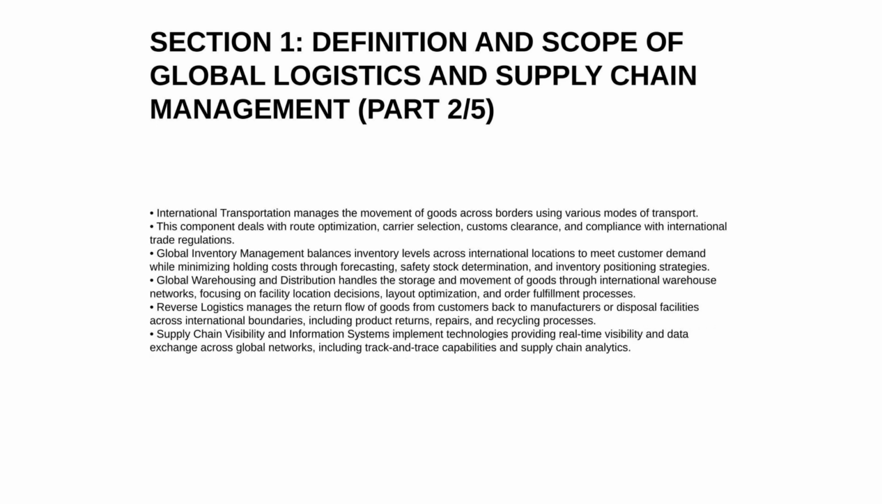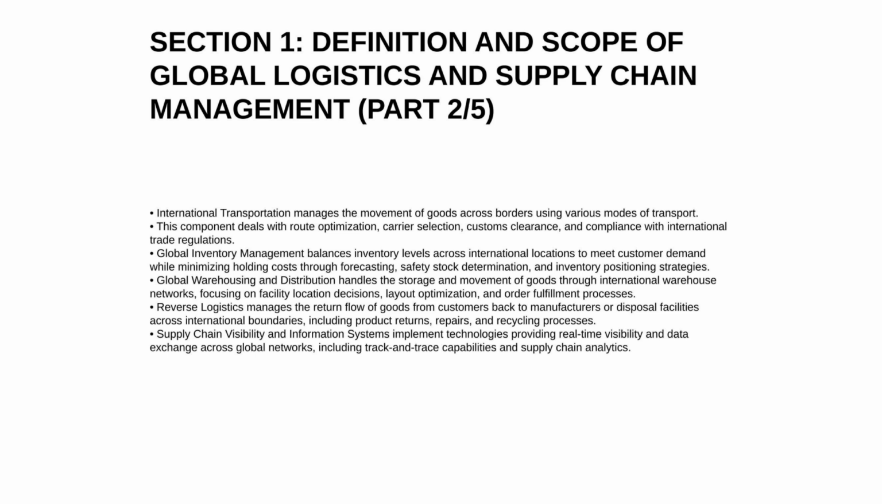International transportation manages the movement of goods across borders using various modes of transport. This component deals with route optimization, carrier selection, customs clearance, and compliance with international trade regulations. Global inventory management balances inventory levels across international locations to meet customer demand while minimizing holding costs through forecasting, safety stock determination, and inventory positioning strategies.